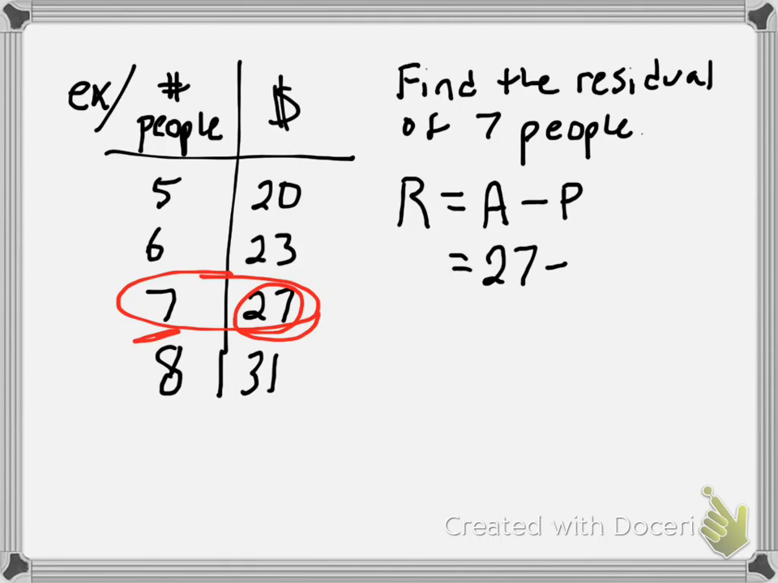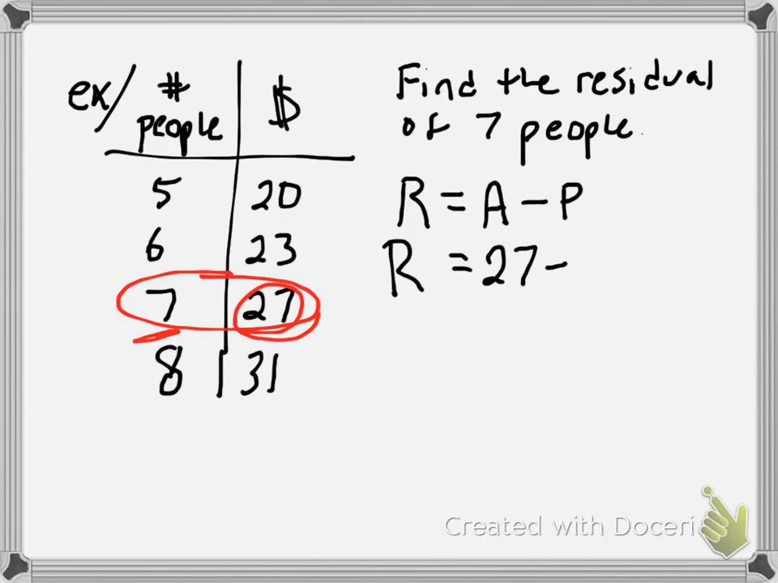It can come from the graph, depending on how the information is given to you. But we have the actual now. We just have to figure out our predicted. Now the predicted comes from your line of best fit. So we're going to have to go in and take this table and get our line of best fit.